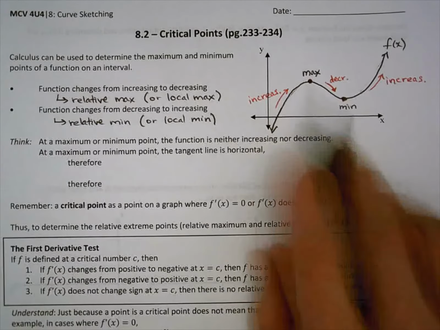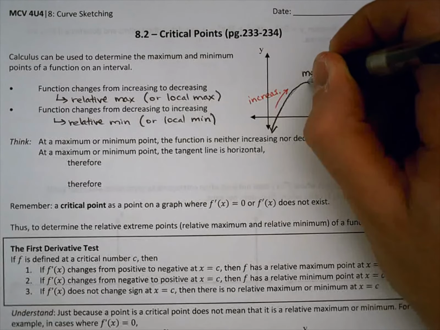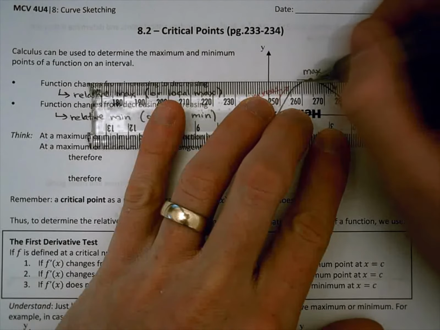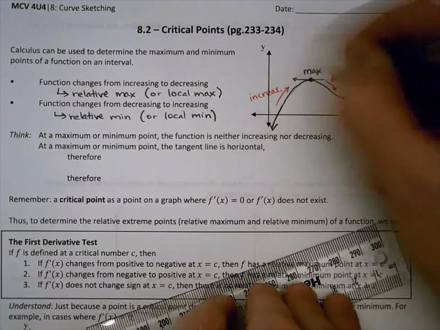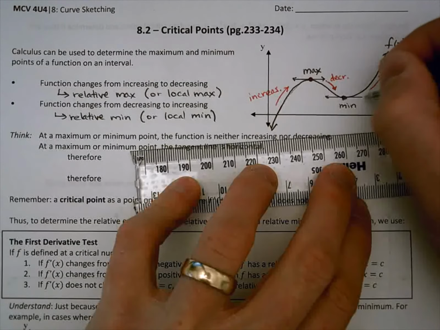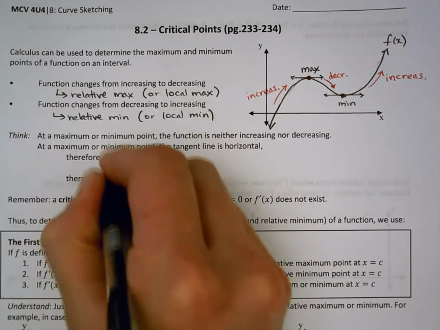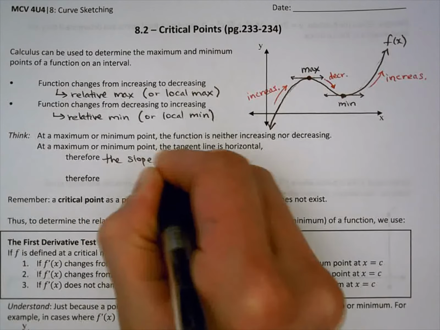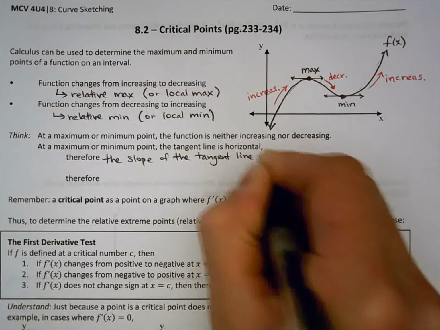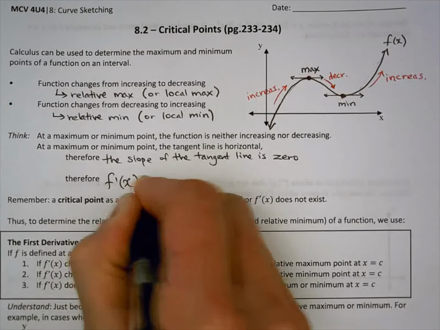Now what about at these min and max points? What's actually happening there? Well, at this max, the function's neither increasing nor decreasing. If I looked at that point in detail and looked at the tangent line, the tangent line is horizontal. Same with the min. The tangent line is horizontal. Therefore, the slope of the tangent is 0.